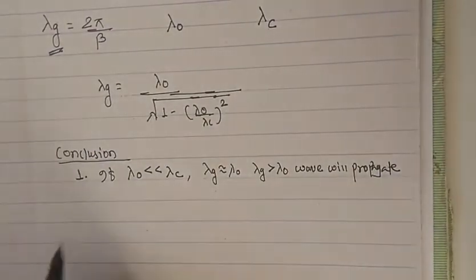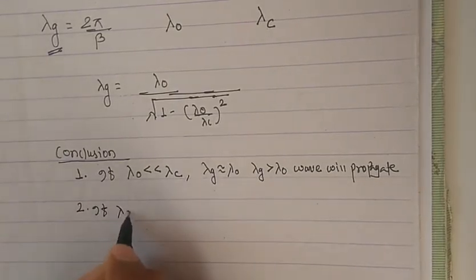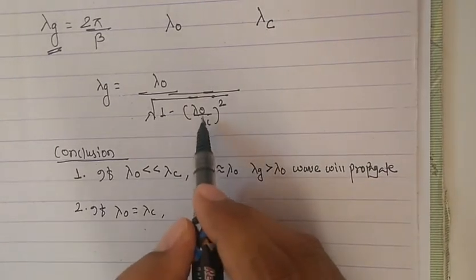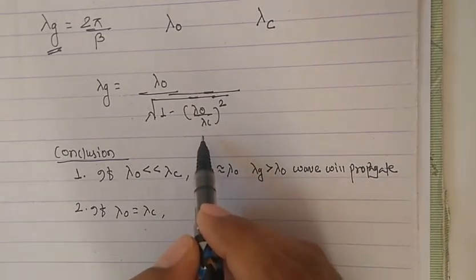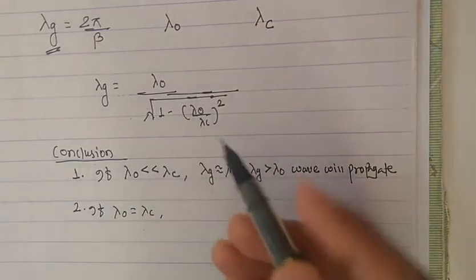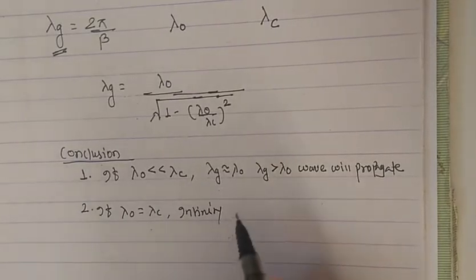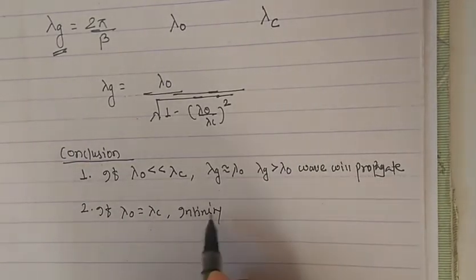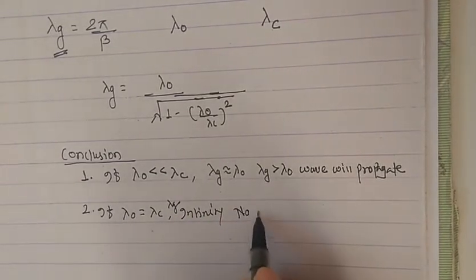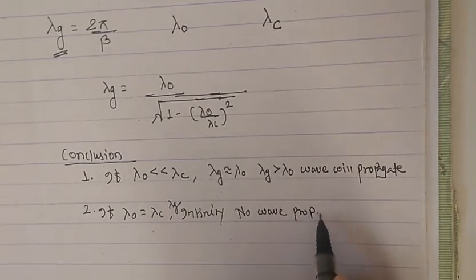Second, if lambda 0 is equal to lambda c, then this will be 1, and 1 minus 1 will be 0, so something upon 0 reaches infinity. Lambda g will reach infinity, and no wave propagation is possible.